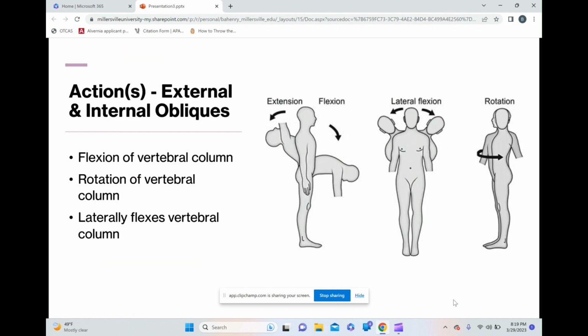The external and internal obliques share the same functions when it comes to action and movement. The flexion of the vertebral column, which draws the thorax downward. An example of this would be bending forward.